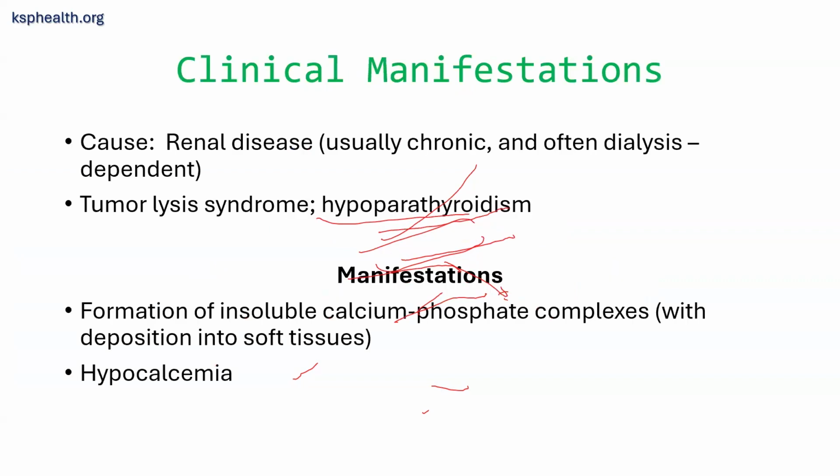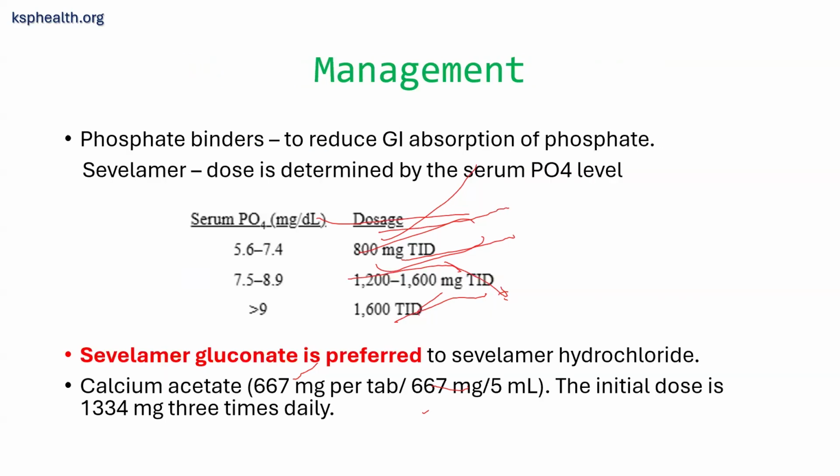Hyperphosphatemia. Most of the time, hyperphosphatemia is associated with renal disease, tumor lysis syndrome, and hypoparathyroidism. It often involves insoluble calcium phosphate complexes with deposition into soft tissues. Hyperphosphatemia is often associated with hypocalcemia. How do you treat? Phosphate binders.